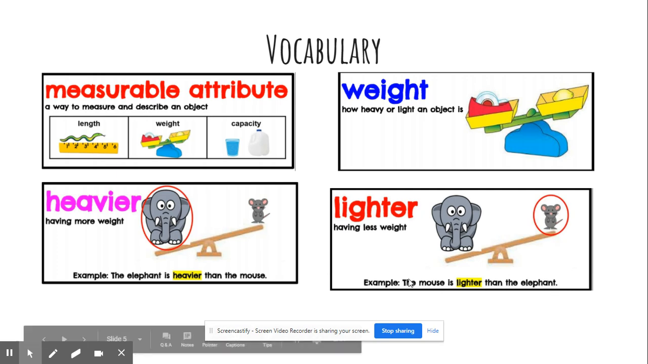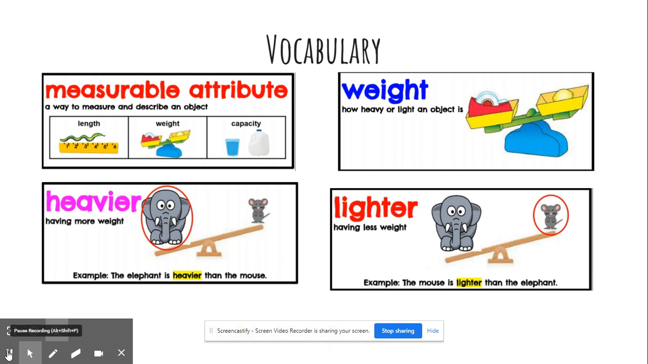Can you say that with me? The mouse is lighter than the elephant. Good job. All right, go ahead and get ready for the video lesson and pay close attention. Watch how the scale moves for heavier objects and for lighter objects.